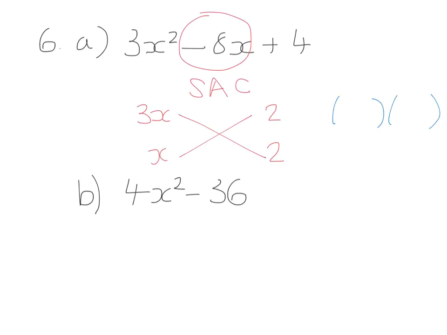The bottom one, difference of two squares. So in your brackets, you want the square root of 4x squared in your first bit, and then the square root of 36 in the second bit, and then what's your signs? Okay, your signs need to be different.